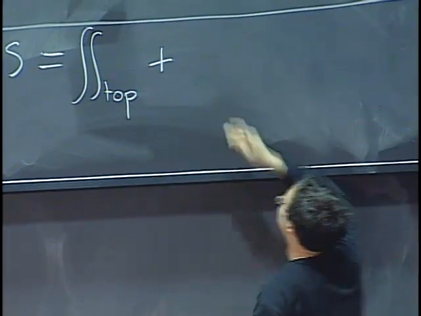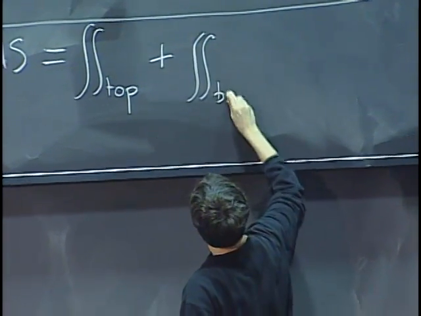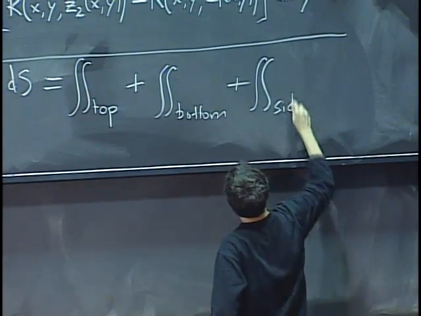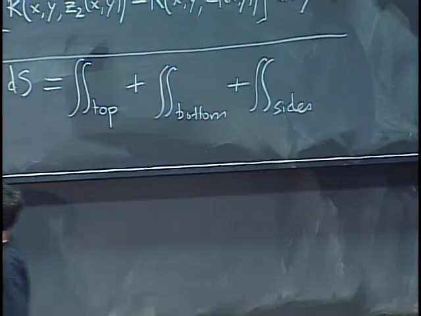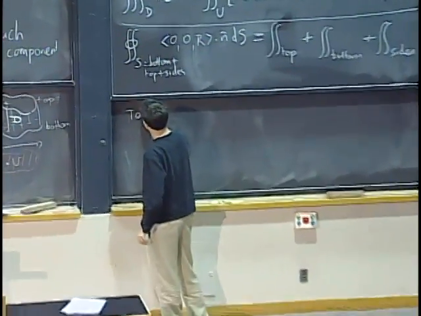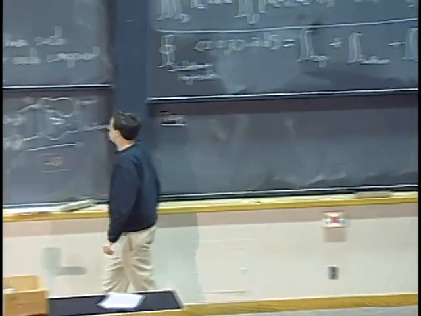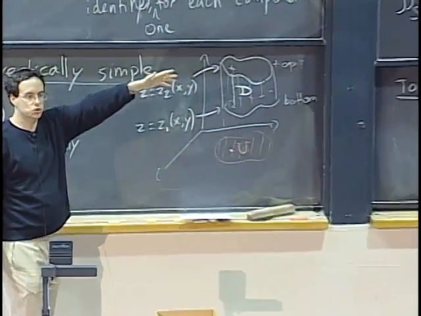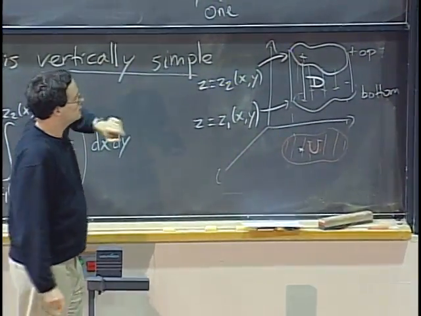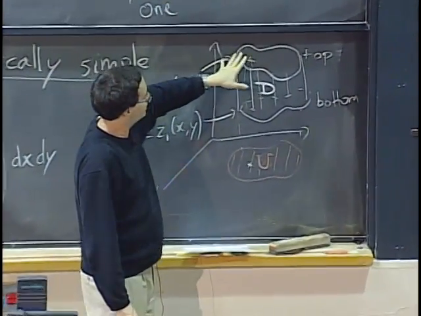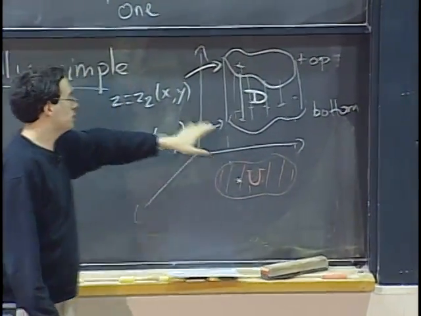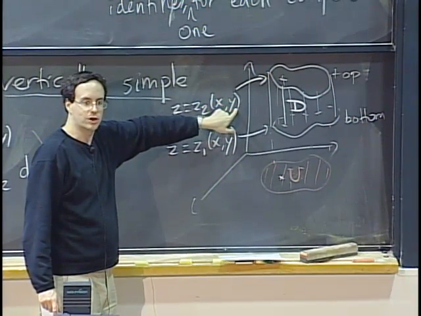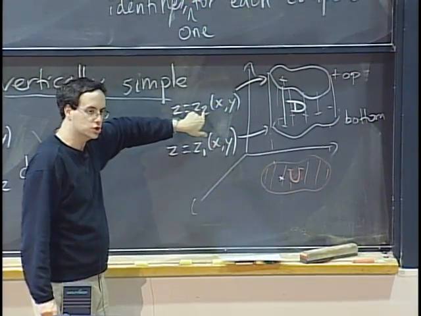Let's do all of them. Let's look at the top first. We need to set up the flux integral for the vector field dot n dS. We need to know what n dS is. Fortunately for us, we know that the top face is going to be the graph of some function of x and y. So we've seen a formula for n dS in this kind of situation.